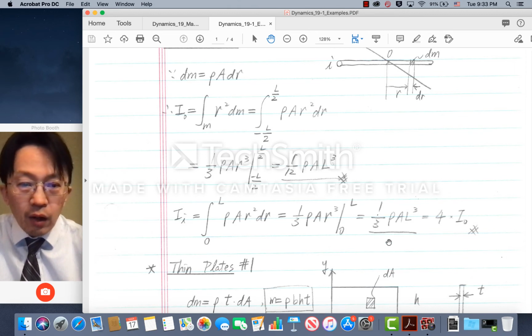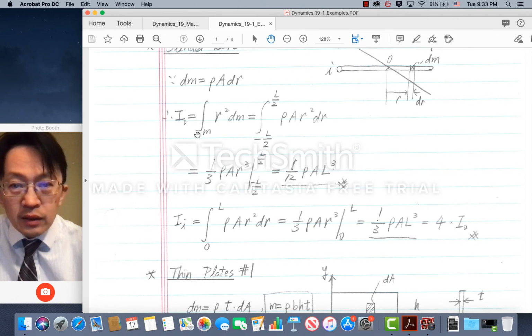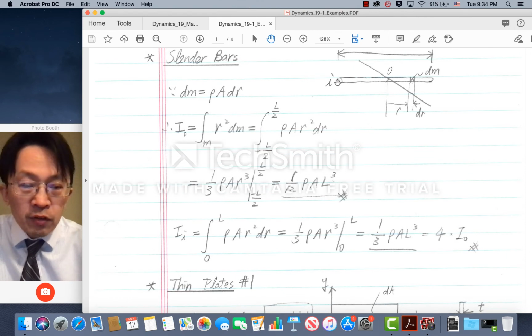Now, how is this value related to the mass moment of inertia at the center of gravity, in this case I naught? You can see that if you choose the endpoint of the slender bar and calculate the mass moment of inertia, it turns out to be four times greater than the mass moment of inertia at the center of gravity.